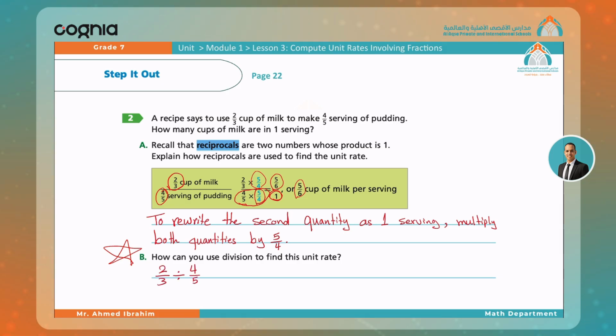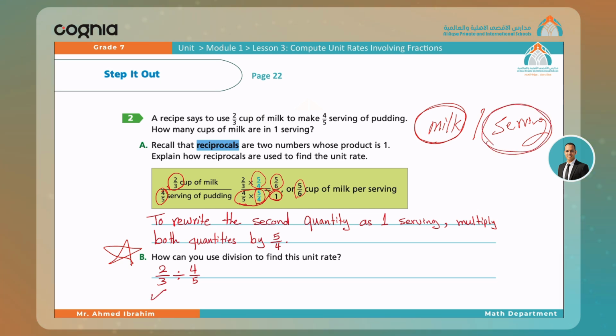So here, what we can do, we can just divide the 2/3 by the 4/5. So in the question here, we need cups of milk per serving, or for 1 serving. So what we do, we divide the amount of milk by the number of servings. So the amount of milk is 2/3, and for the servings, it's 4/5. So we just divide these two fractions. 2/3 divided by 4/5. Remember, guys, dividing fractions, if you have fractions, always do keep, change, flip.